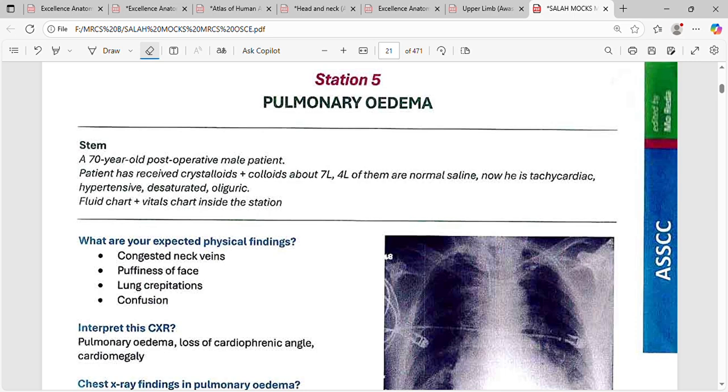Okay, so this is another station from the Salam Mox, which is pulmonary edema. This time it is a 70-year-old post-operative male patient. The patient has received crystalloids plus colloids, about 7 liters, 4 liters of them normal saline. Now he is tachycardic, hypertensive, desaturated, and oliguric. Fluid chart plus vital chart are inside the station.